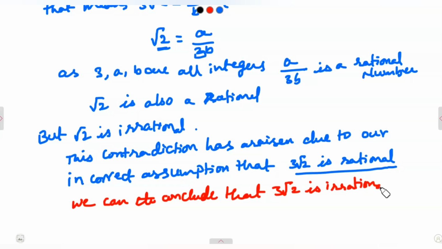So from this we can understand that the product of a rational and irrational is again an irrational number. So always the product of rational and irrational is irrational. Previously we proved that the difference between rational and irrational is irrational, and this product of rational and irrational is also irrational. Okay. And we'll see exercise 1.4 in the next video.